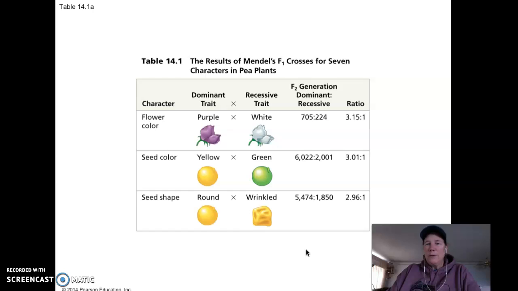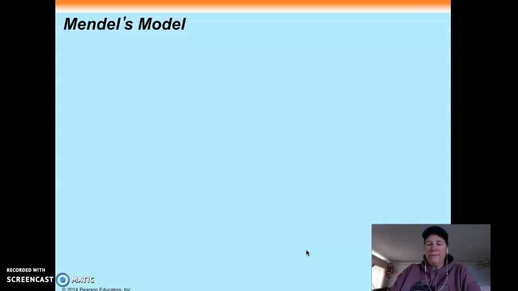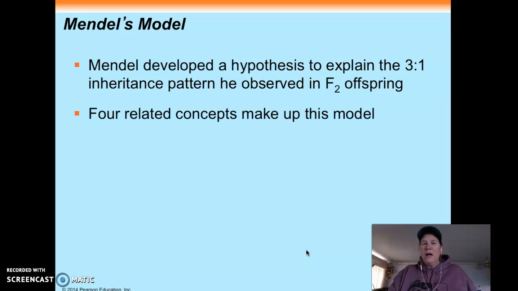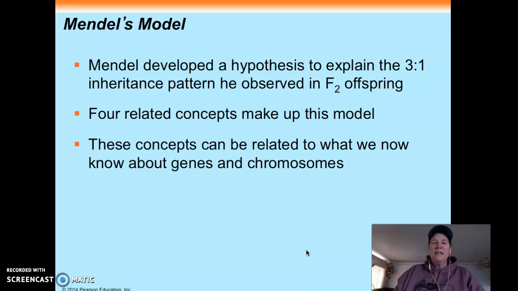Okay. So again, here's some, oh, I got them all there. I already showed them to you. Anyway, so he hypothesized that if we had a 3 to 1 inheritance pattern in the F2 generation, he came up with some ideas to make up his model. Okay. These concepts could be related to how we know.